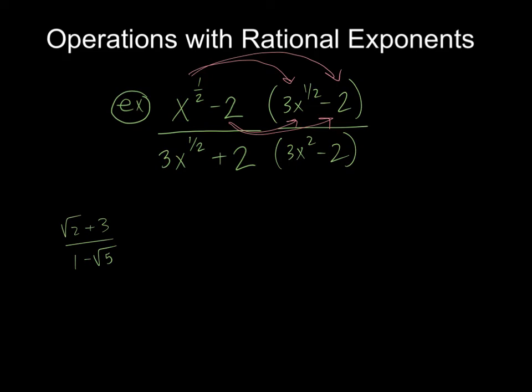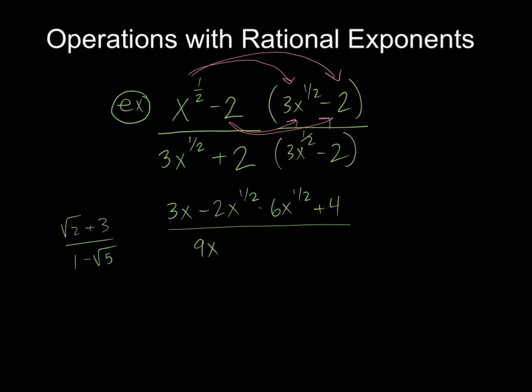x to the 1/2 times 3x to the 1/2. That is 3x. The 1/2s add to become a 1. It's just like multiplying the square root of x by itself. Minus 2x to the 1/2, minus 6x to the 1/2, plus 4. All that comes from FOILing out the top. On the bottom, I do 3x to the 1/2 times 3x to the 1/2, and I get 9, times, I see I left my 1/2 off of that. So I get 9x.